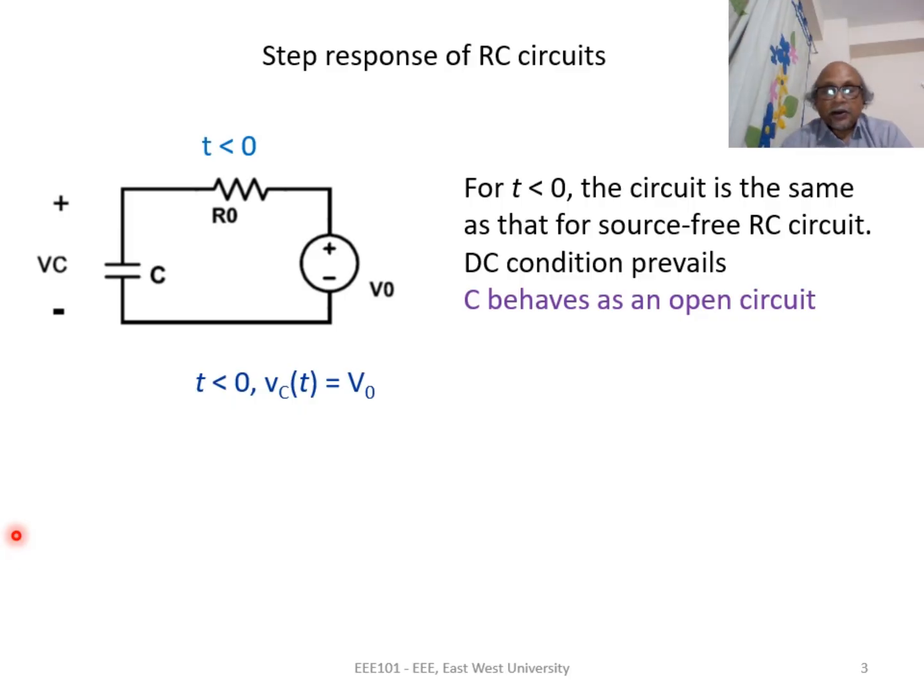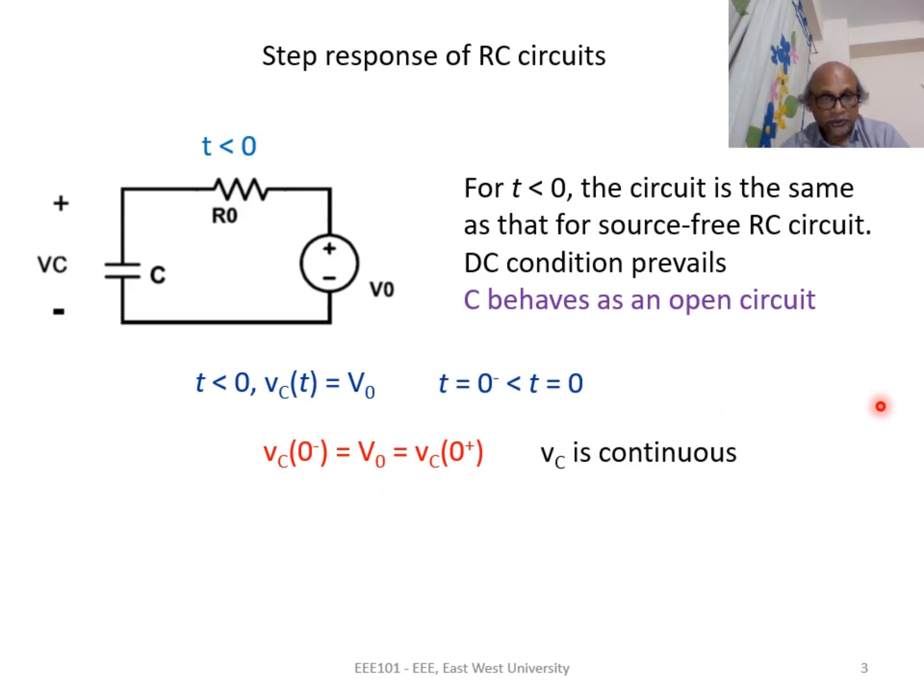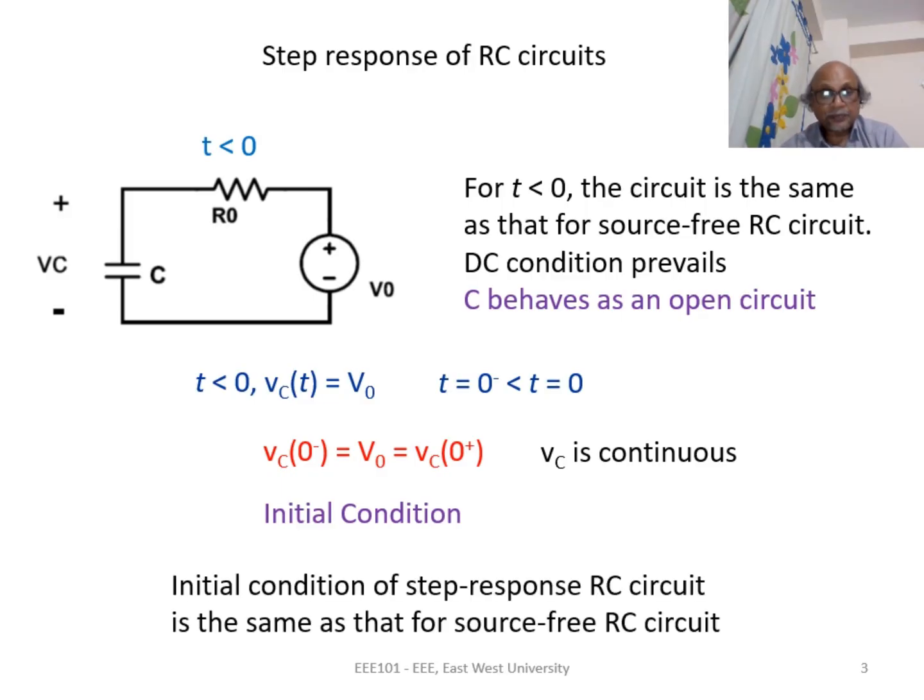Using the continuity property of the capacitor voltage, we obtain the initial condition, which says that the capacitance voltage just before the switching is equal to the capacitor voltage just after the switching, and both are equal to the initial value V0. This condition is known as the initial condition, which we have already seen before in source-free circuits. So the initial condition of step response RC circuit and the source-free RC circuit are the same.